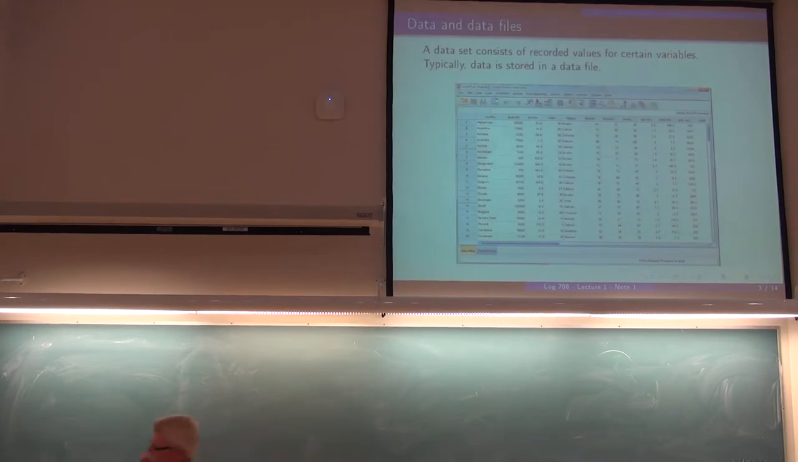So this is the thing that we are going to mainly work on in this course, what we call a data set. It will consist of recorded values for some variables that we might be interested in. And of course, usually data will be stored in a data file on a computer ultimately, and we have some software that we can use to work on it.